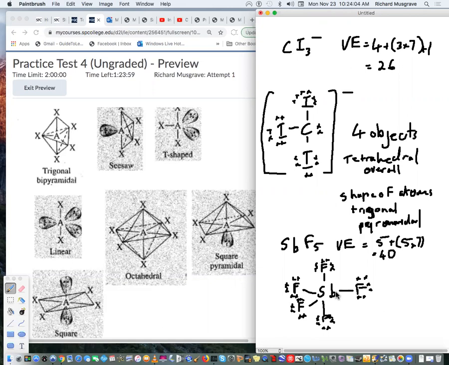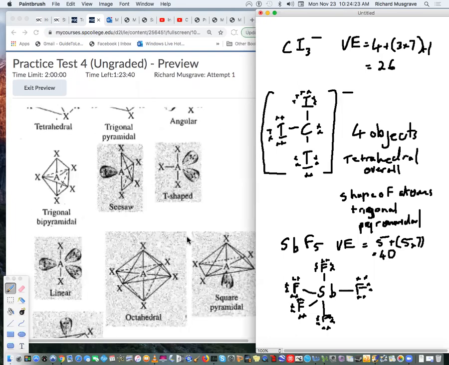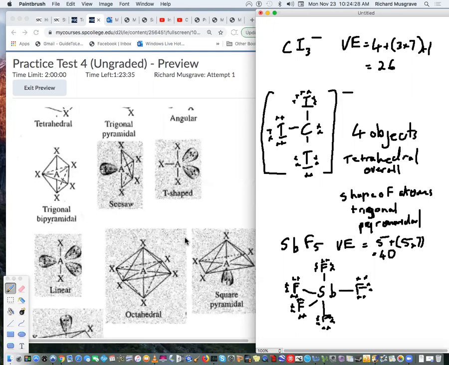So just to remember, there's two different questions for something very similar. They ask you what the overall shape is, and then they ask you what the shape of the atoms is. And so the overall shape is the shape of the atoms alongside the lone pairs. Right, because you want to take into account everything that takes up space, David. But in the case of the shape of the atoms, you're only considering the atoms.